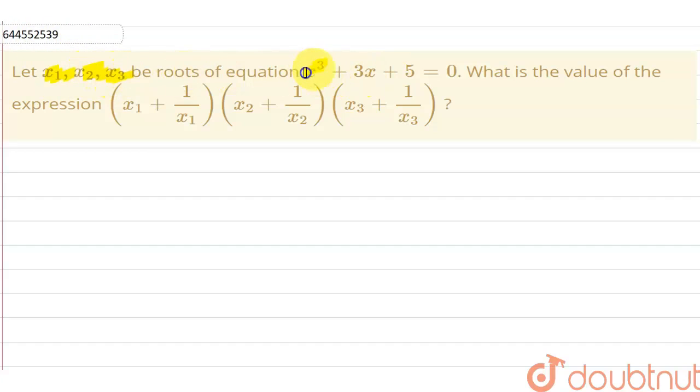So students, in this question we are given that x1, x2 and x3 are roots of the equation x cube plus x plus 5 is equal to 0. We need to find the value of this expression. See, this is a cubic polynomial, and these are roots of it.